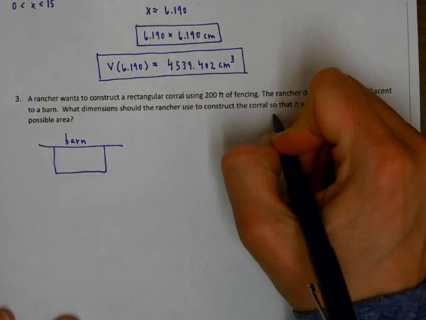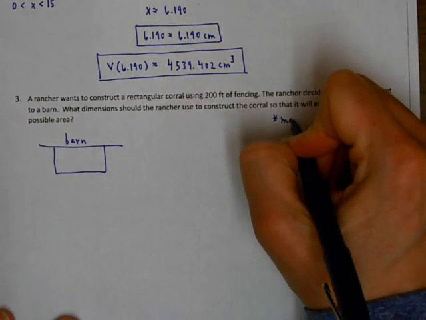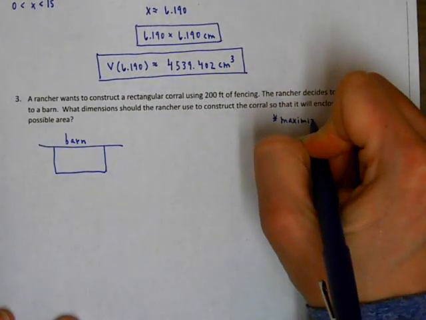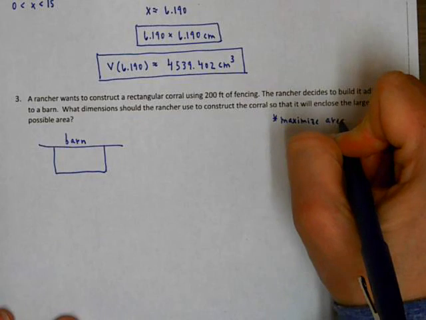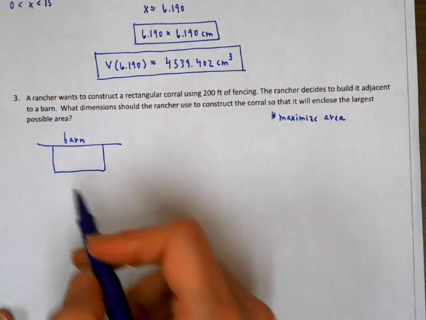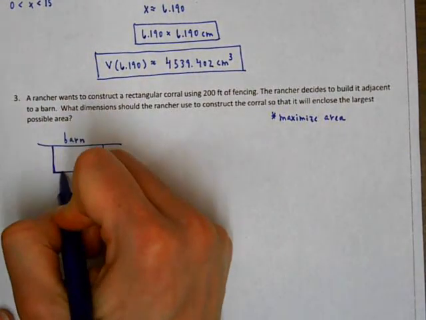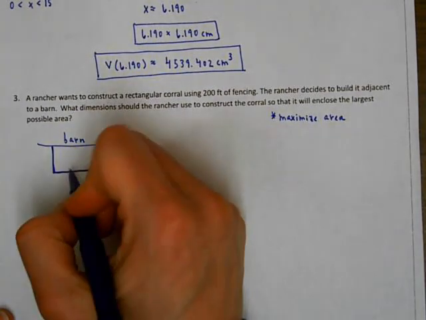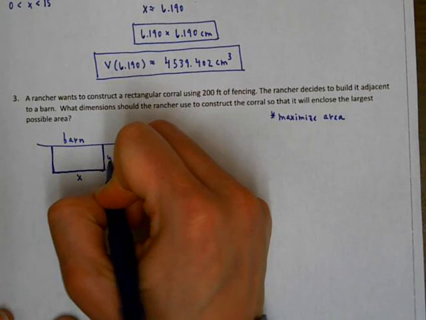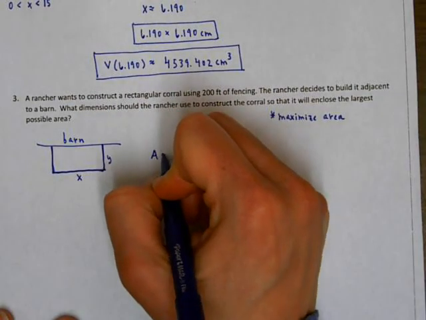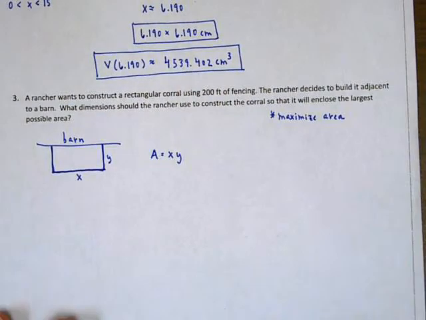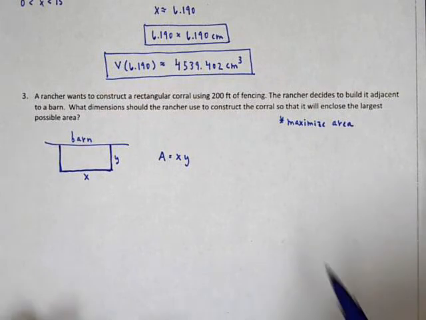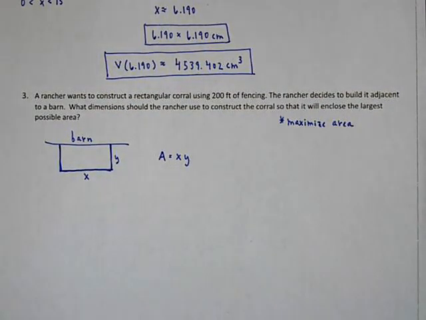So what I want to do is maximize the area. So the equation, if I'm trying to find the area of this rectangular corral here, I know that's going to be my length times width. So I'm going to call this x and y. So my area is equal to x times y. Now the trouble I have here is that I have two different variables, x and y, and I need just one. So this is where my second equation is going to come in.